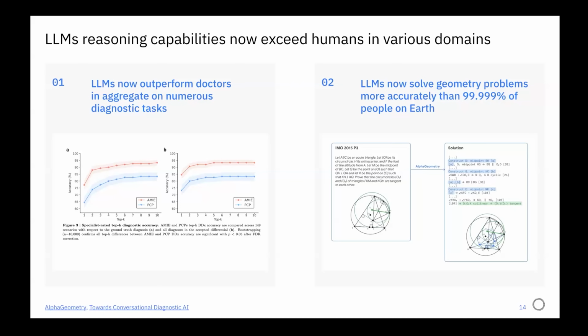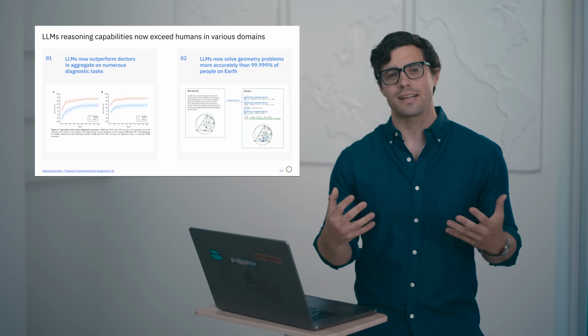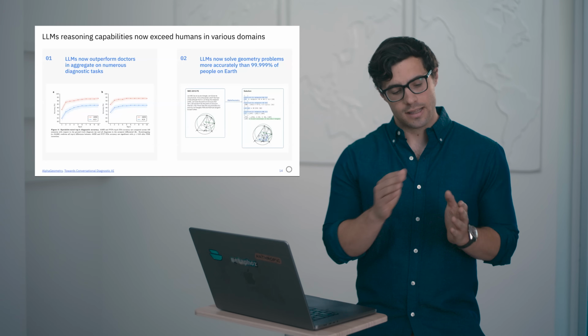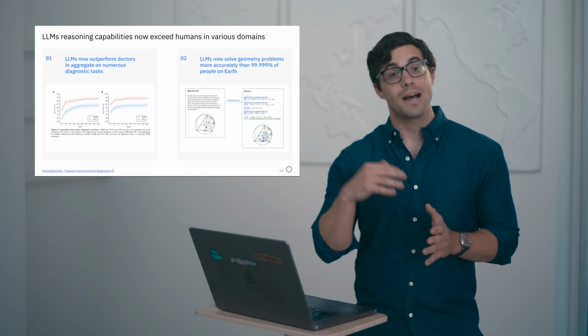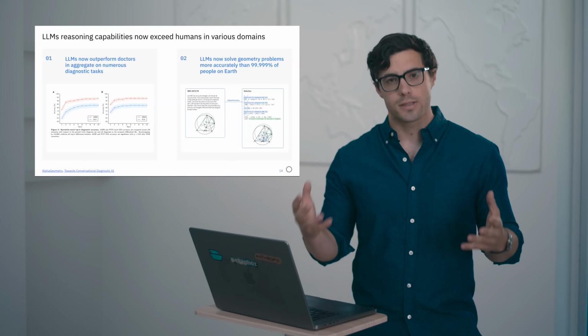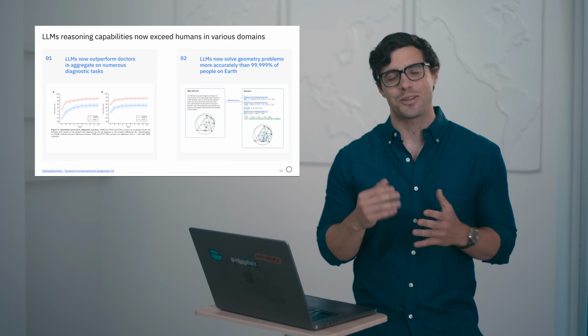LLMs can now solve geometry problems better than almost all humans on Earth, including the best mathematicians. This is from a paper called Alpha Geometry. These are just fun examples, but what's very clear is that as we push the scaling further, LLMs are now effectively becoming the best in the world at almost all mainstream subject areas where we've traditionally considered humans especially strong.